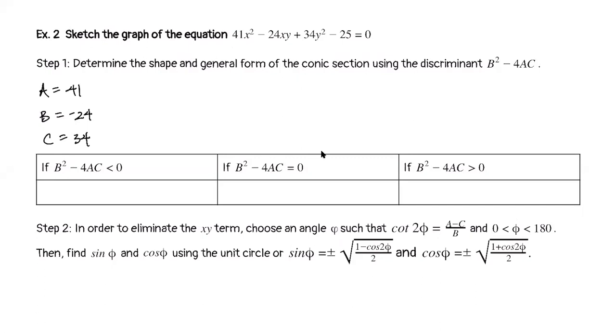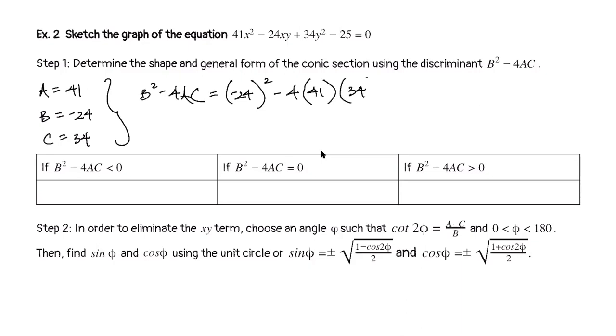I just didn't write those out because I don't need them to find my discriminant, and I don't need them to find my angle phi. But I just want us to recognize what those are. So now let's find our discriminant. B squared minus 4AC equals negative 24 squared minus 4 times 41 times 34. And I believe if you type that all in, we end up with negative 5,000.